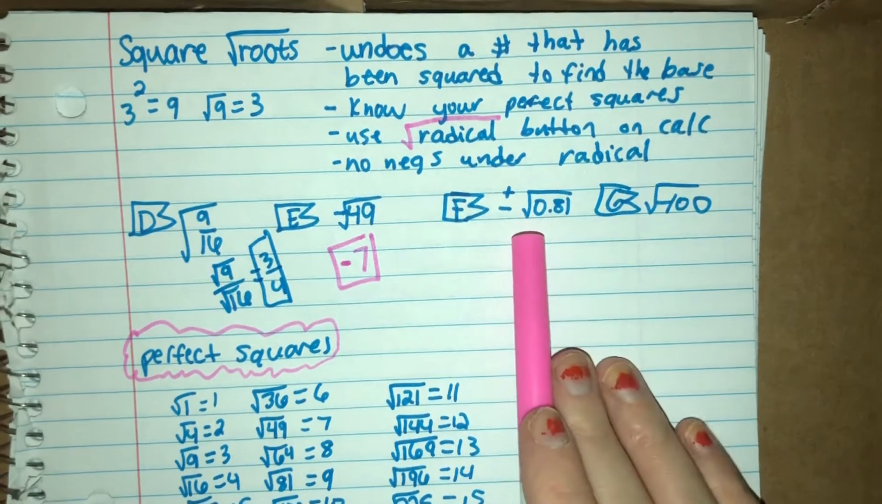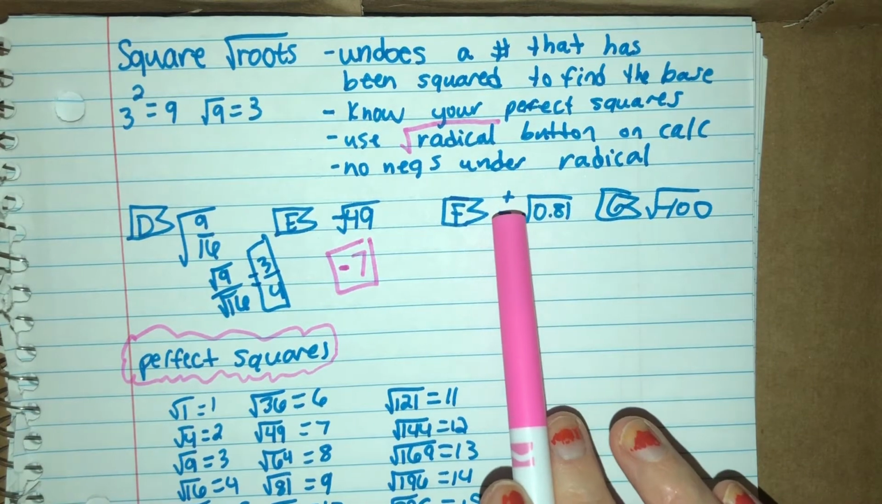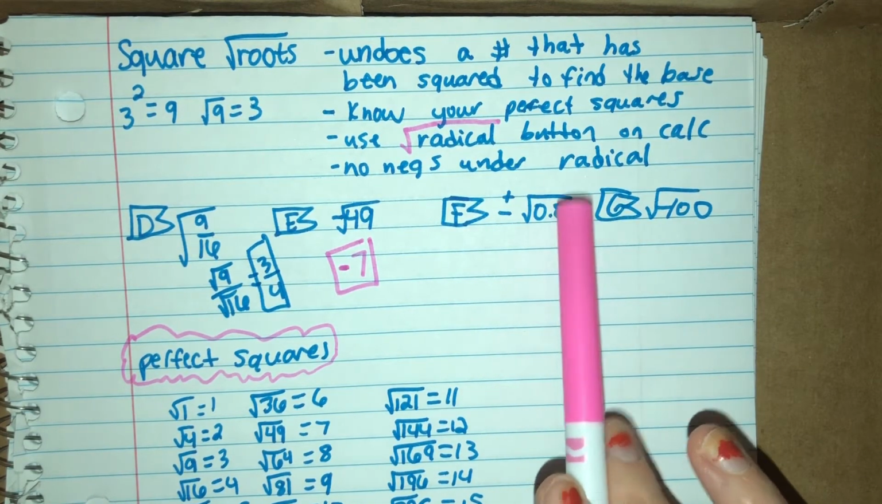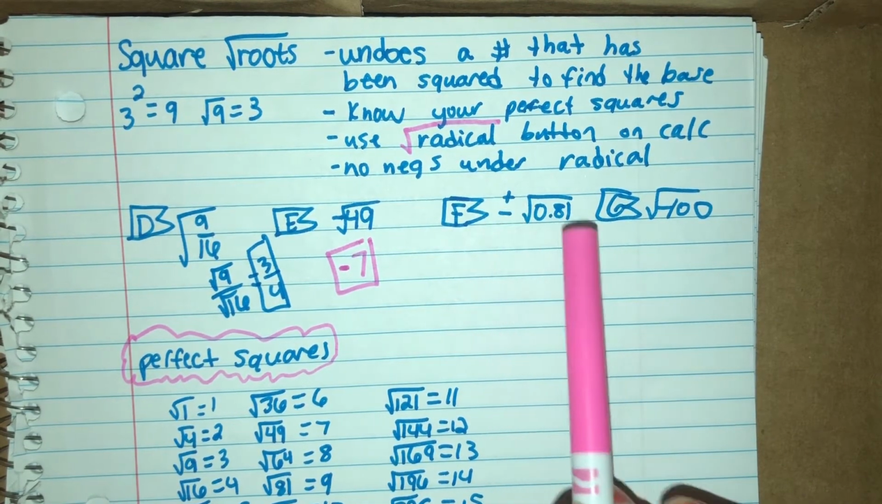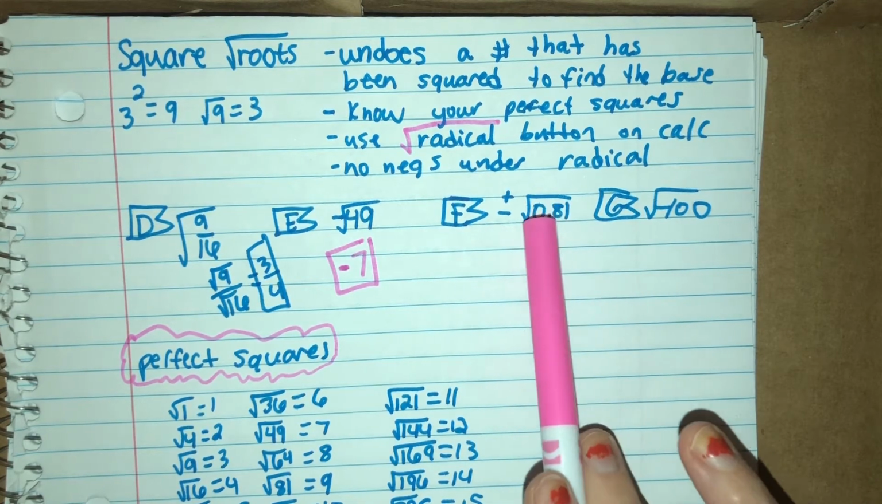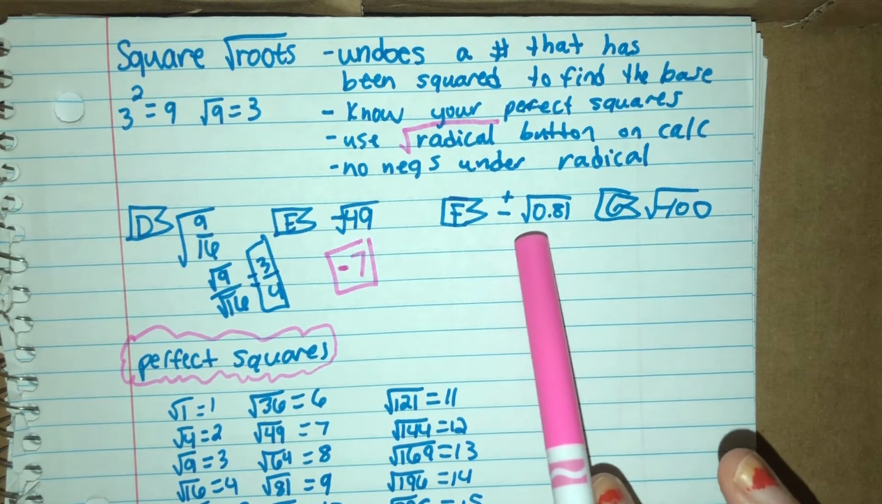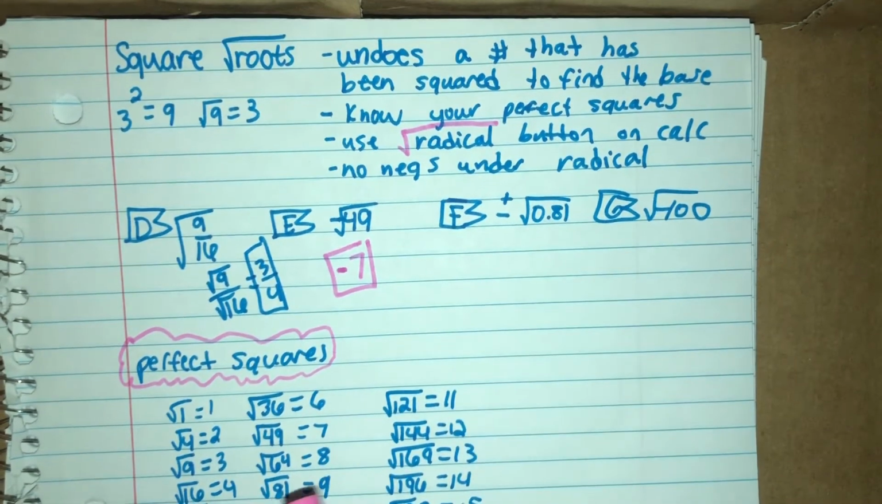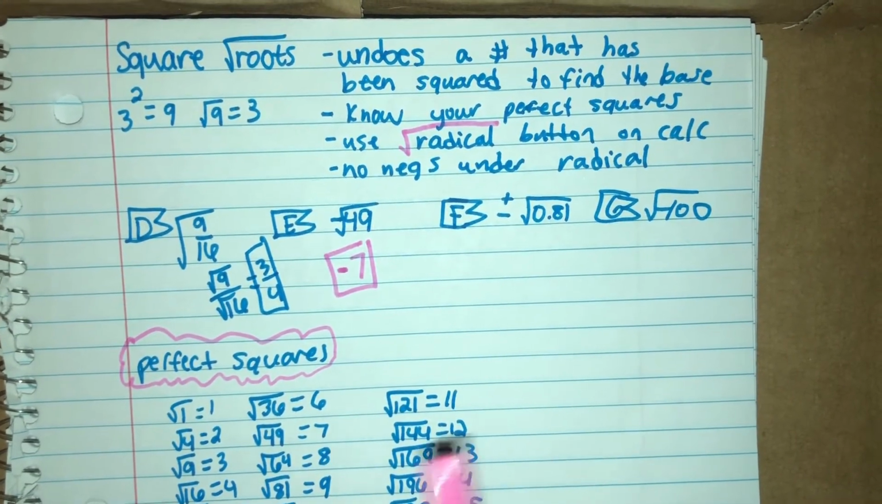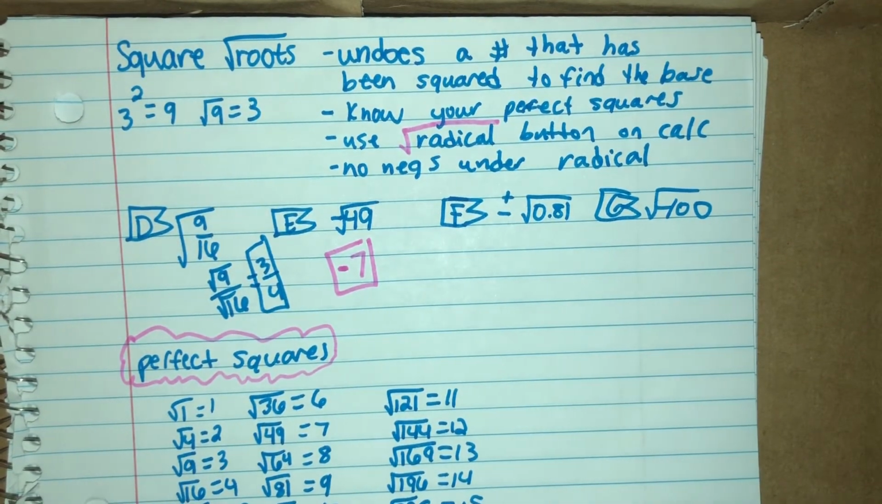If we look over here, this says plus or minus the square root of 0.81. That means they want both numbers that when you multiply by itself gives you 0.81. So this one you may want to use your calculator for, or you would see that 0.81 kind of looks like 81, and you could guess that it's 0.9.